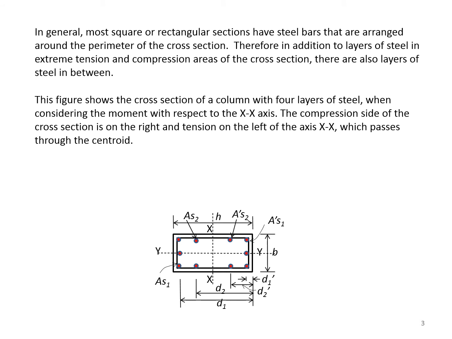This figure shows a cross-section of a column with 4 layers of steel, when considering the moment with respect to the x-axis. The compression side of the cross-section is on the right, and tension on the left of the x-axis, which passes through the centroid. However, if the y-axis is considered, there will be 3 layers of steel.